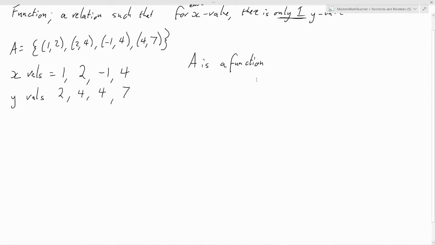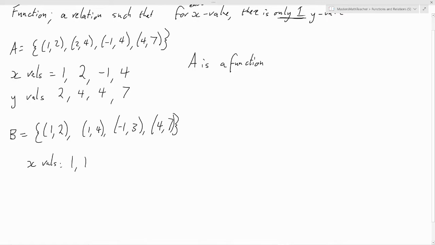So what does it look like for it to not be a function? Well, let's take another relation, B. We'll also have the point (1, 2). Now we'll have (1, 4), (-1, 3), and (4, 7). So this is still a relation because it's the set of ordered pairs. The x values are now 1, 1, -1, and 4.